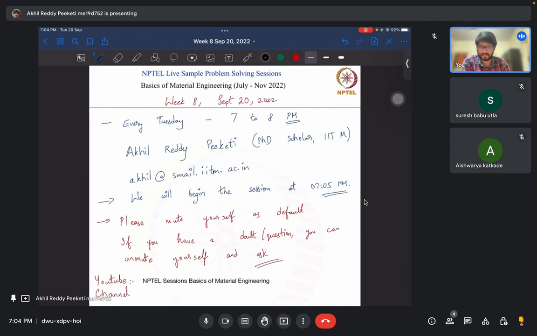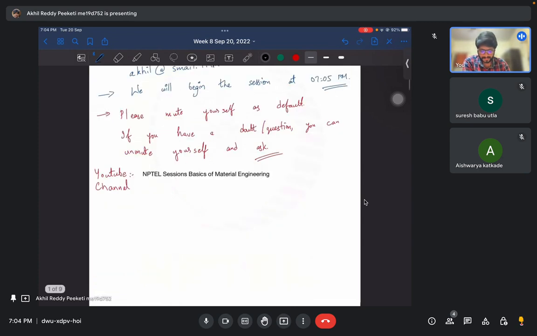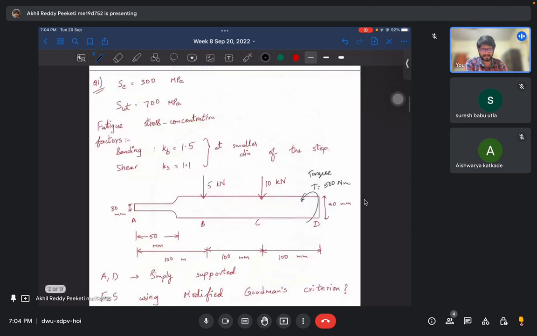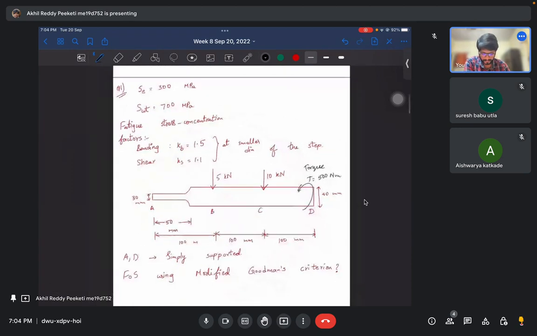So this week we'll be looking at fatigue based problems, fatigue failure theories. So yeah, let's begin the session. Today's first question is very similar to our assignment problem.